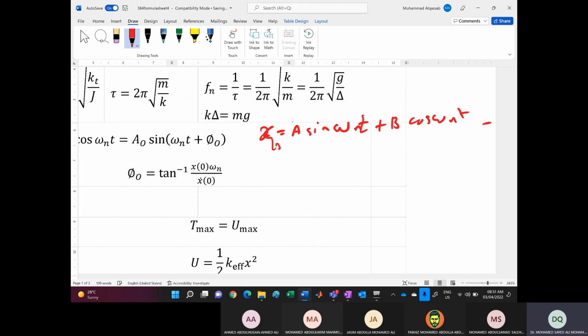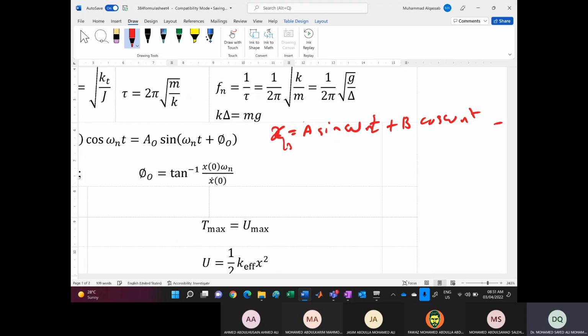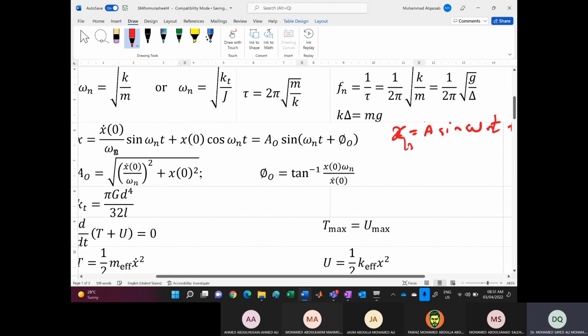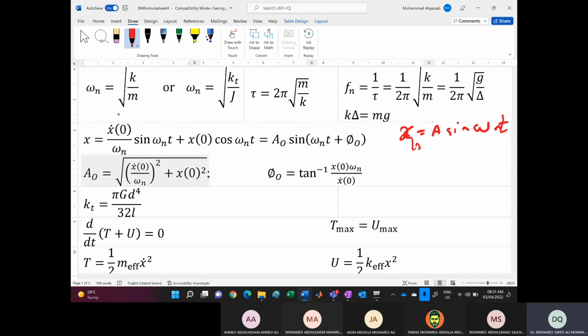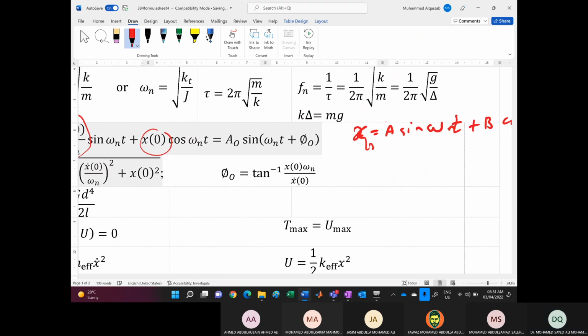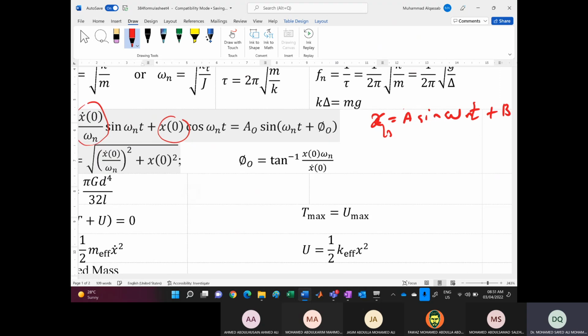So we don't use this solution where there is x0 here, x dot 0 over omega n. This is A, and this is B for free vibration. But for forced vibration, we should keep A and B as they are. We will find them from the total solution.